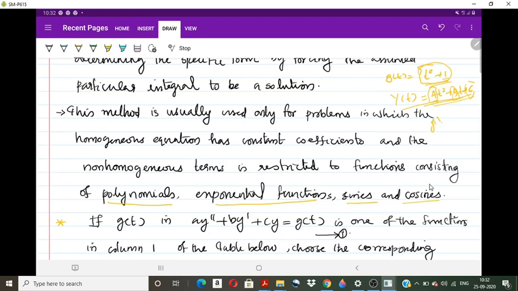That means if g of t is of the form 2 e raised to t, then we will take y of t as another undetermined coefficient A times e raised to t, and then we will find A by substituting in the given equation. Like this we can apply the undetermined coefficient method only for problems having g of t as an exponential function, polynomials, sines and cosines, or a combination of these functions.